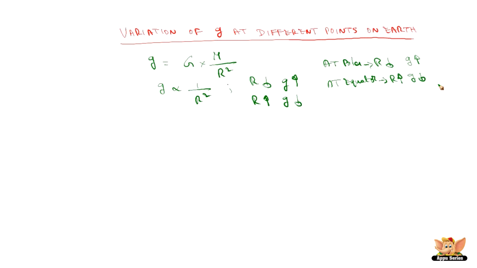g decreases. So we understand that at the poles, the acceleration due to gravity is higher, whereas at the equator, the acceleration due to gravity is minimum. In fact, we can say that at the poles it is maximum, and at the equator it is minimum.